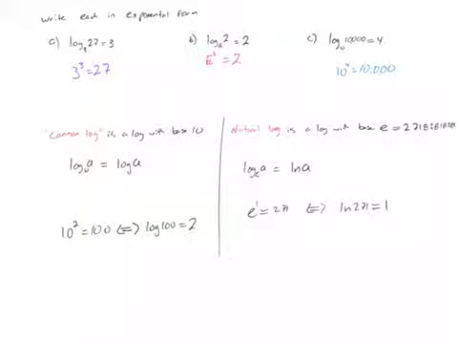The other one is the natural log. It is a log with base e, and e is another irrational number, kind of like pi, that goes on and never repeats.